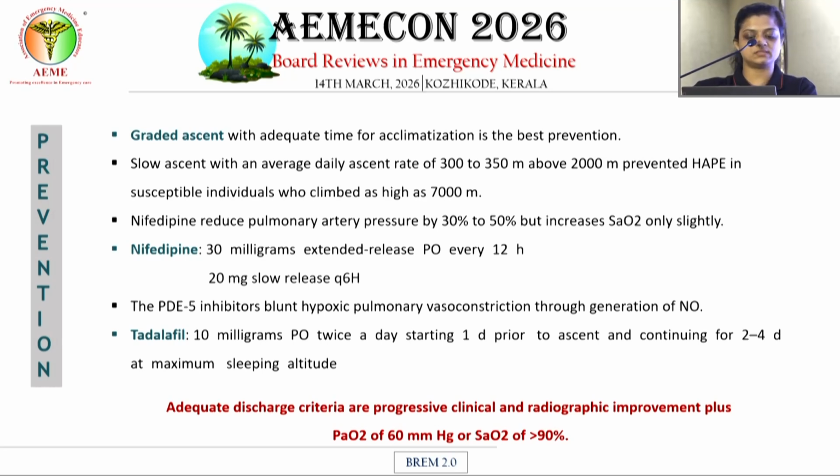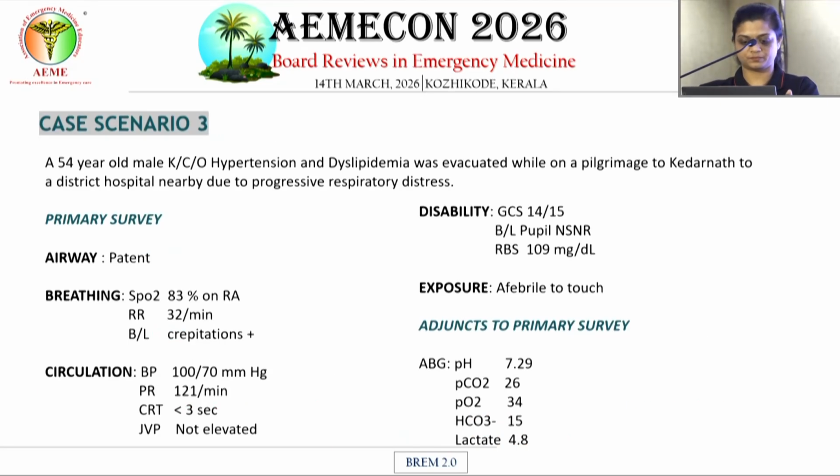The discharge criteria for a patient with high altitude pulmonary edema are two: there should be clinical and radiological improvement, with a PaO2 of 60 or an SpO2 of 90. If you have attained these targets, then you can discharge this patient.